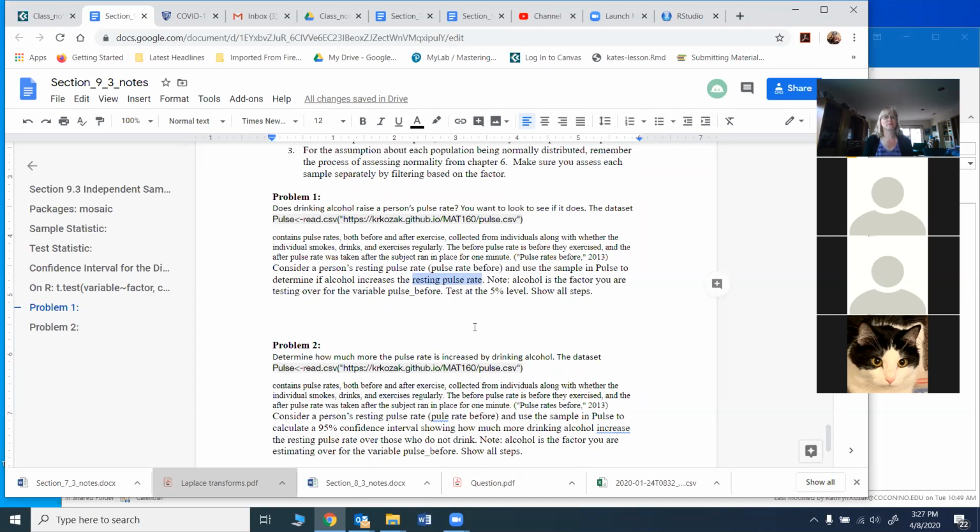But I am looking at 2. Why is there 2? So I want you to imagine that standing behind me are 100 people. And I'm going to measure all their pulse rates. And I'm also going to measure whether or not they drink. And let's say it's half drink and half don't. So I'm going to have 50 people standing over there that drink and 50 people standing over there that don't drink. How many samples do I have?